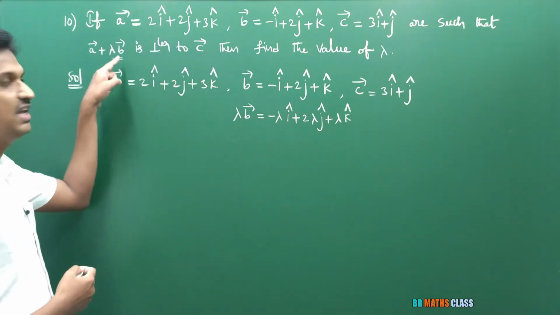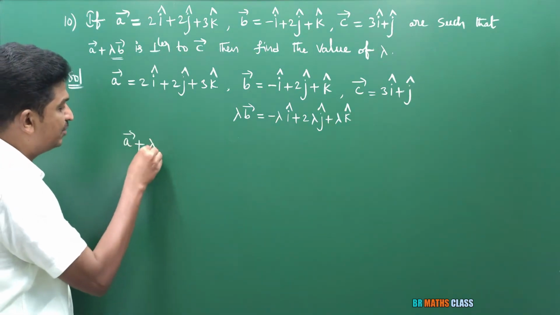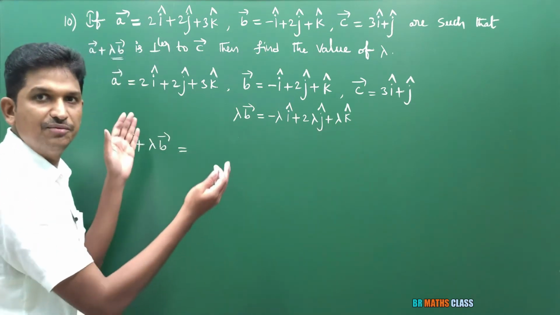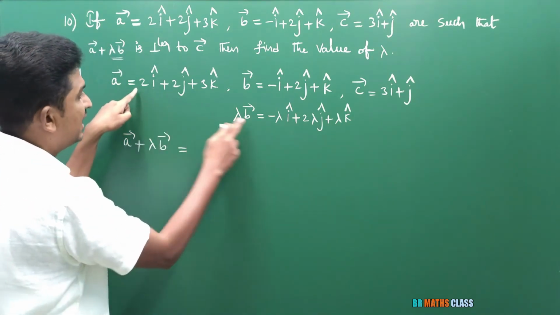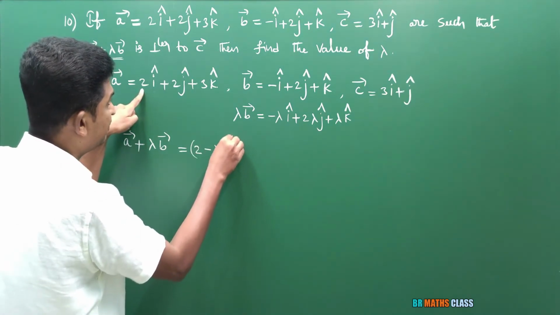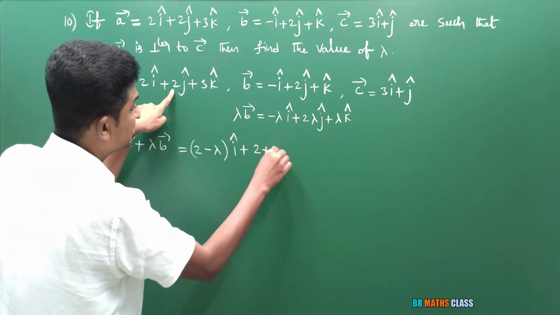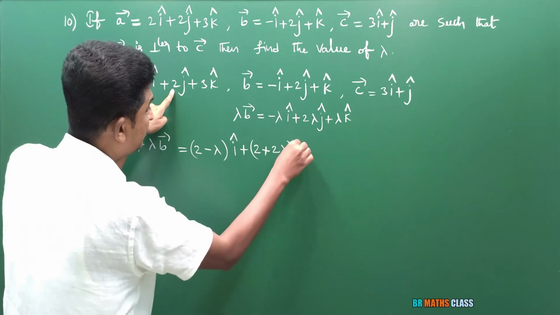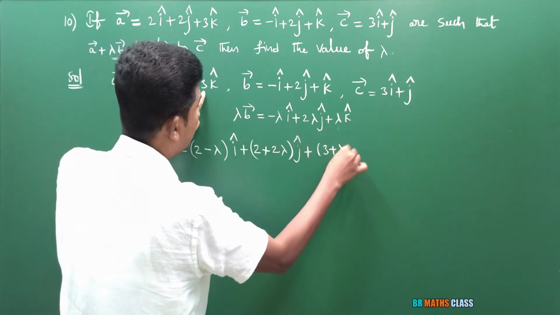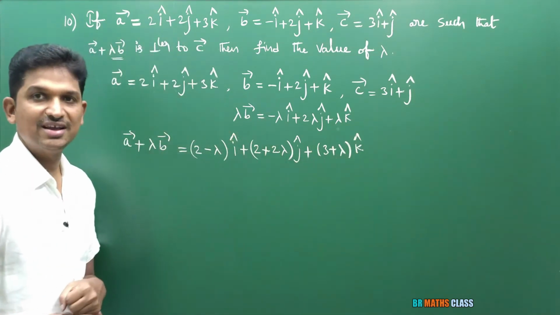What you need is a bar plus lambda b bar. Okay, I'll write a bar plus lambda b bar. You observe, this is a bar, this is lambda b bar. When we add these two, you can take i cap common. Then what will you get? You will get 2 minus lambda into i cap plus, you observe here, 2 plus 2 lambda into j cap plus, you add these two, what will you get? 3 plus lambda into k cap. When you add these two vectors, you will get like this.